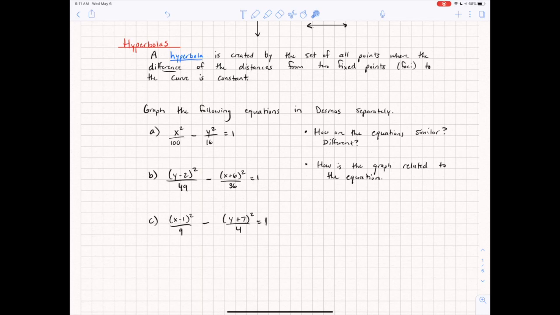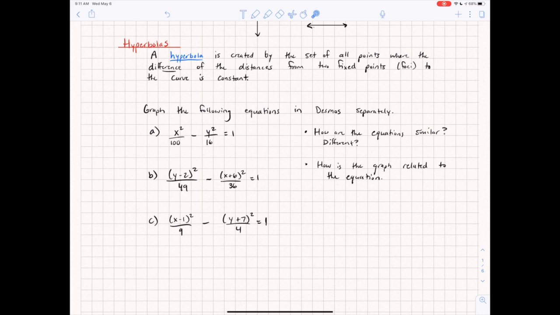As of right now, one of the big similarities and differences from when we did ellipses in the previous video is that for hyperbolas, there is a subtraction here. What's nice is the direct correlation between the minus in the equation and the definition of a hyperbola, which is built around this idea of a difference. So there's a connection there.